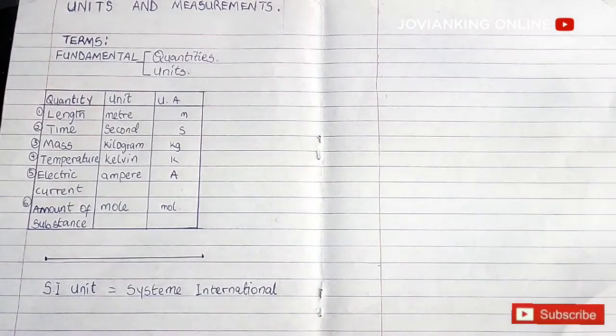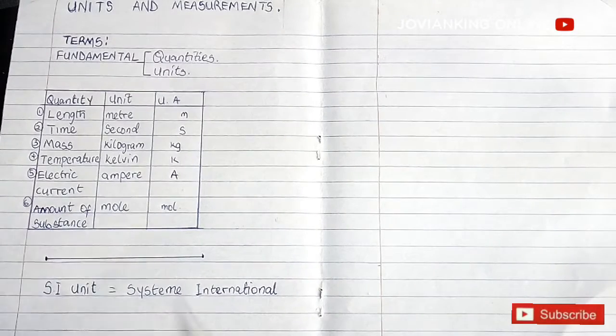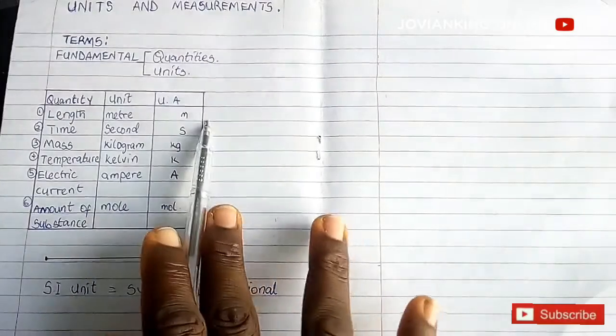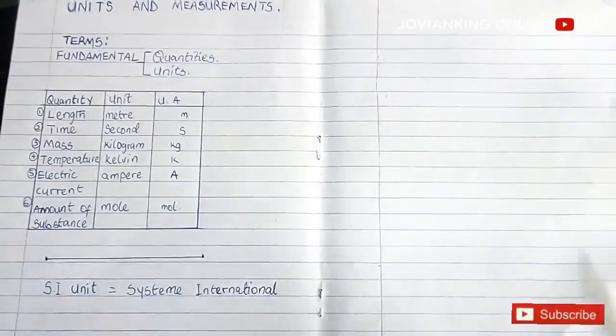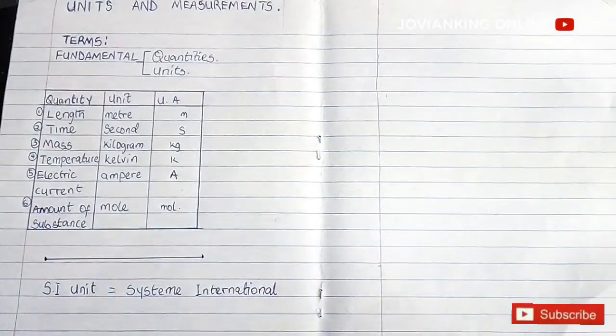In measurements, there is something called SI units. SI units in English is called the International System of Units. Before, it was called MKS, which is the meter, kilogram, second unit. And there is another system called the standard units, where length is measured in centimeter, time in seconds, mass in gram.